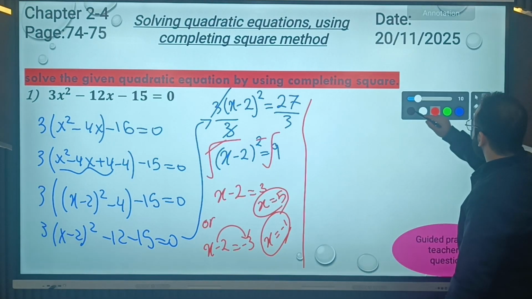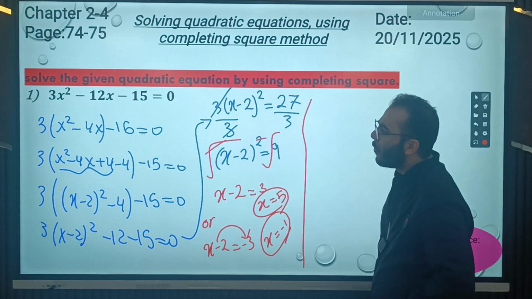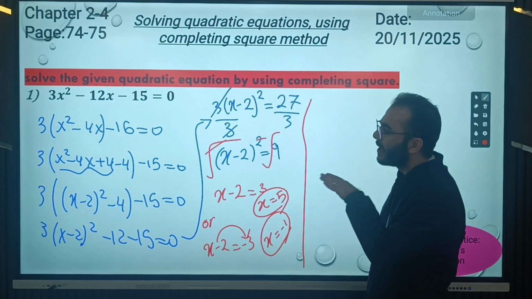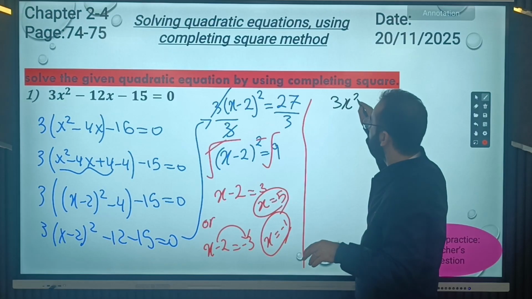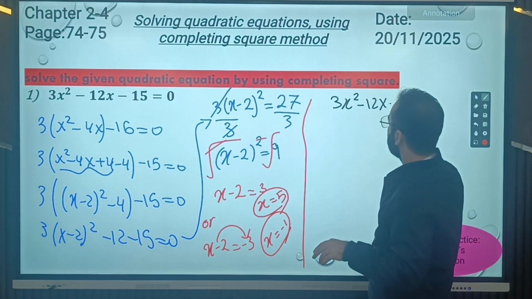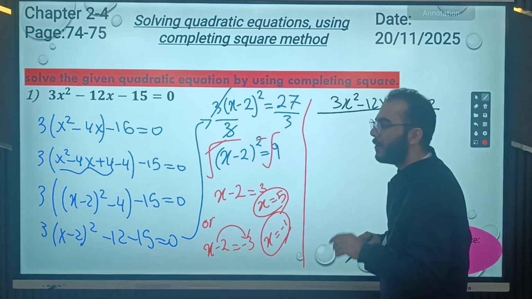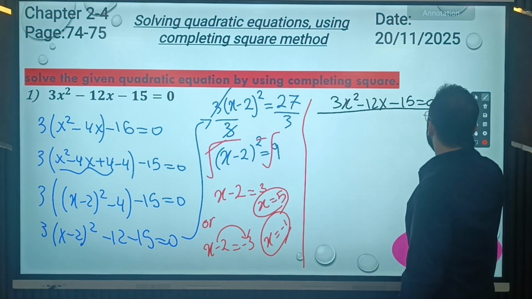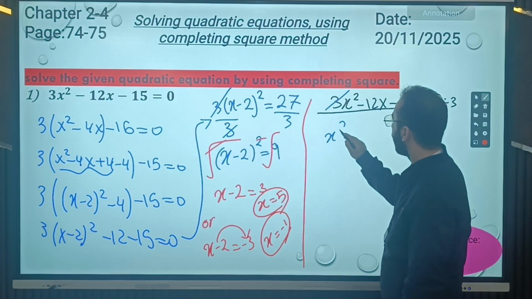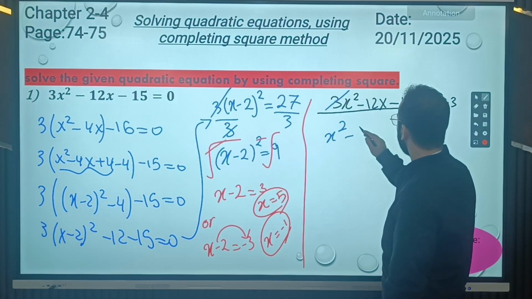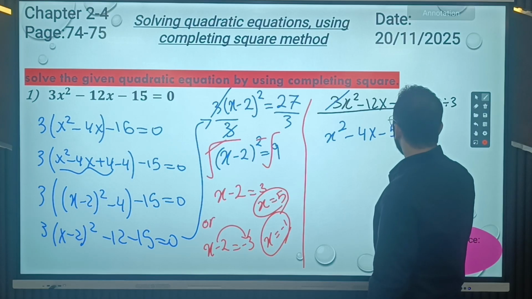The second way is, take a look at this equation. As you can see, all these terms are divisible by 3. So 3x² - 12x - 15 = 0. Divide the entire equation by 3. Let's see what we are going to get. These 3 will go, x² will remain. -12 divided by 3, -4x. 15 divided by 3, -5 equals 0.